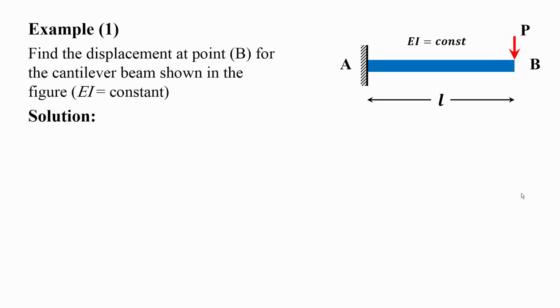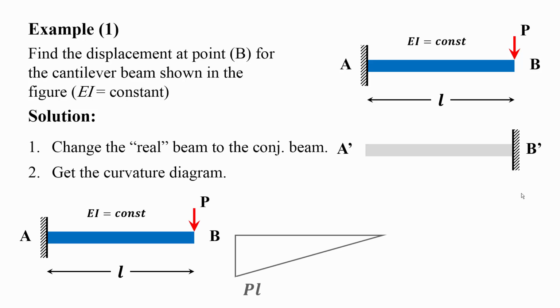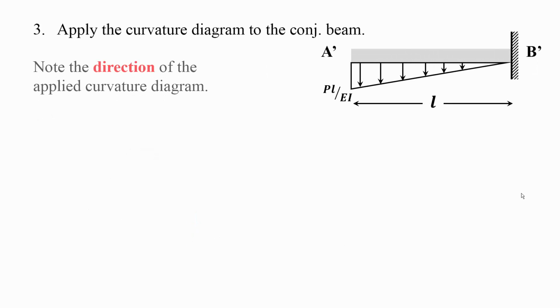Now, what is the solution? Let's follow the steps I mentioned before. Change the real beam into a conjugate beam. We've done this when we discussed how to change our first real beam into a conjugate beam. Now, what's next? We need to get the curvature diagram, right? This is the beam, and this is the moment diagram, and if I divide the moment diagram by EI, I will get the curvature diagram. Third, apply the curvature diagram to the conjugate beam.